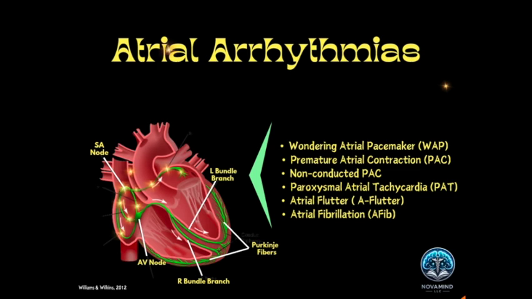Atrial arrhythmias can be silent or life-threatening, and recognizing them quickly can be the difference between timely intervention and disaster. In today's episode, we will review the most common types of atrial arrhythmias: the Wandering Atrial Pacemaker, Premature Atrial Contraction, Non-conducted PAC, Paroxysmal Atrial Tachycardia, Atrial Flutter, and Atrial Fibrillation.